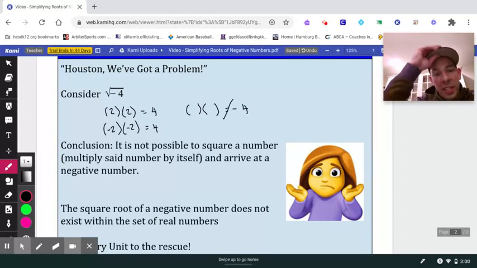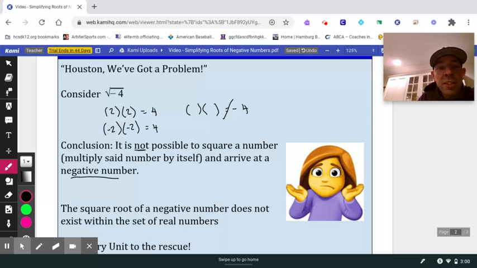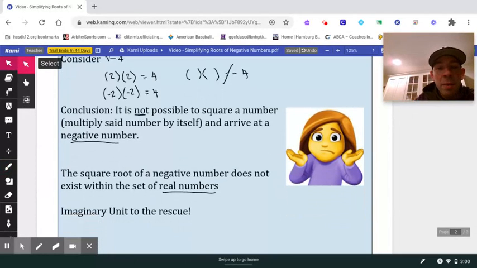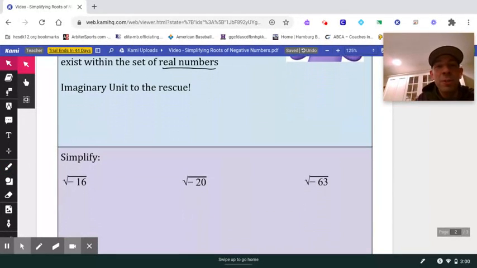So our conclusion here is it is not possible to square any number, whether it be positive or negative, and arrive at a negative answer. Okay, it just cannot be done. In other words, the square root of a negative number does not exist within the set of real numbers. And again, that drives the need for us to create this new number system called imaginary numbers. And hence we're going to say we've got the imaginary unit to the rescue.